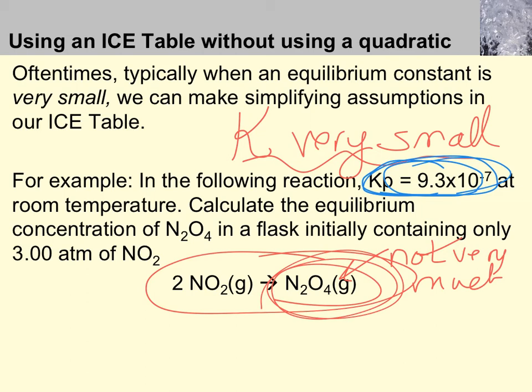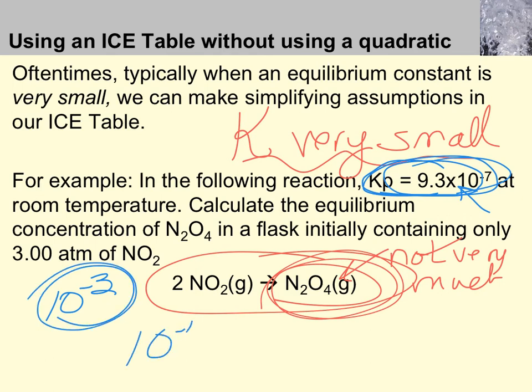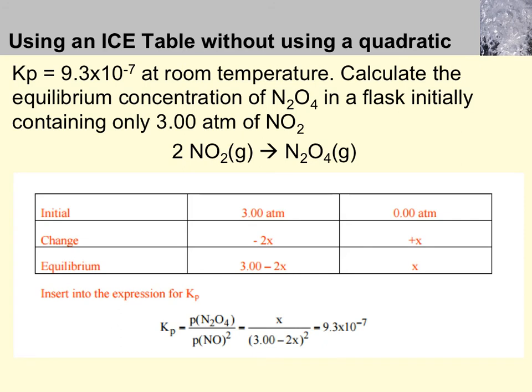And so it's likely, when you see a Kp value that small, and the rule of thumb is that if it's 10 to the minus 3 or smaller, a little iffy if it's actually 10 to the minus 3, but certainly if it's 10 to the minus 4 or smaller, it's pretty safe to neglect x. All right, so let's take a further look at this example.